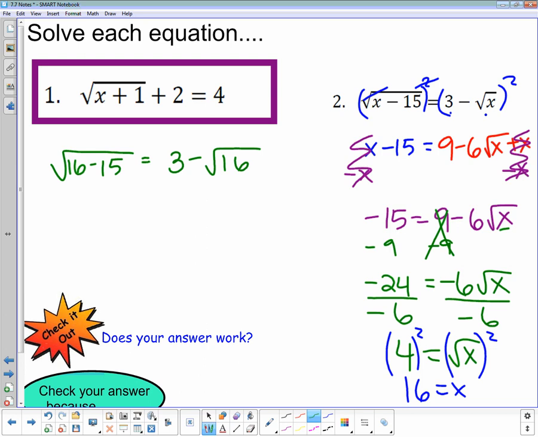Well, 16 minus 15 is 1, square root of 1. 3 minus the square root of 16, which is 4. Square root of 1 we know is 1. 3 minus 4 is negative 1. Uh-oh. I ended up with 1 equaling negative 1.